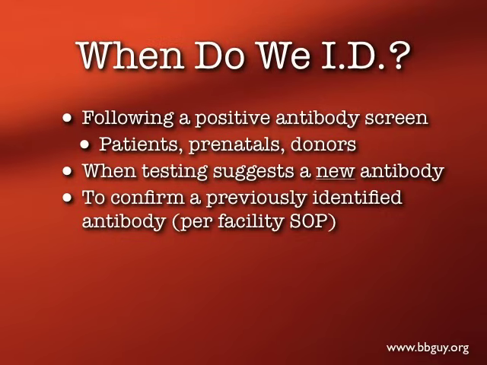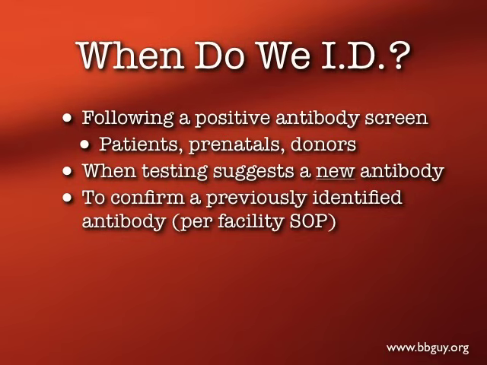In any of those cases, we work up the antibody generally through the use of the antibody identification panel. In addition, you also have to do an antibody ID when testing suggests that there's a new antibody in town. In other words, if someone has a history of an antibody, in general, you don't have to do a lot of work to reconfirm that, though if there is the suggestion of a new antibody on testing, then you definitely need to work that up.